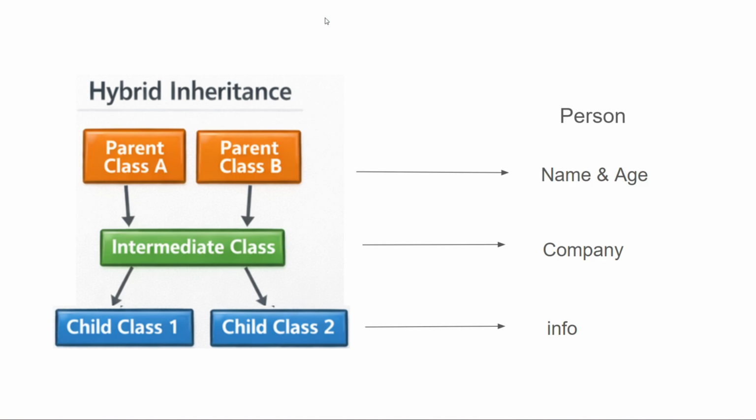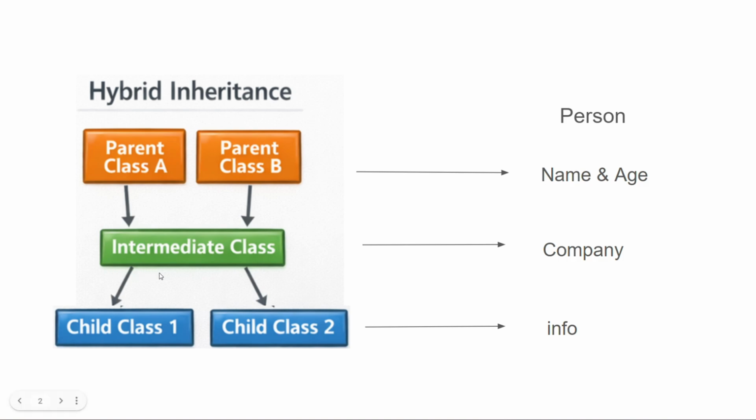And similarly for parent class B. Then this is a single inheritance. You can also find multiple inheritance, multi-level inheritance, hierarchical inheritance. Let me show you. Here, if you observe, we have multiple inheritance where the intermediate class is inheriting the properties and methods of both the parent classes A and B.